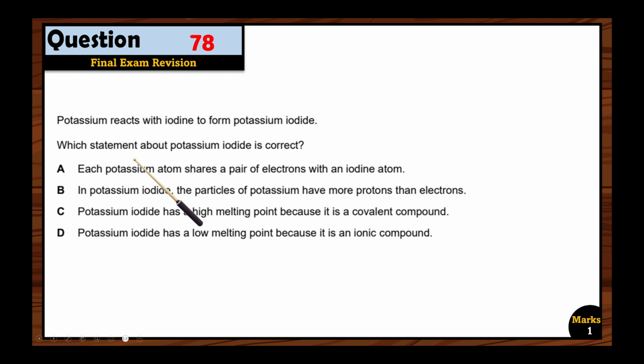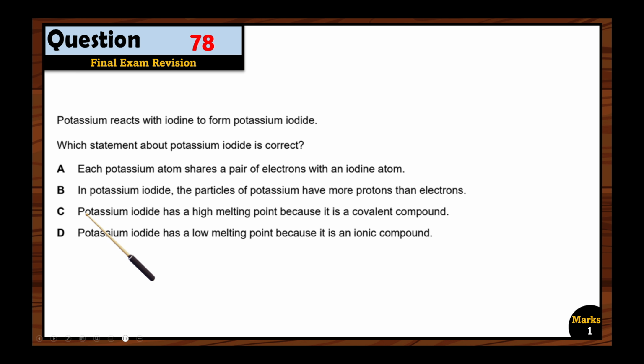Question 78. Potassium reacts with iodine to form potassium iodide. Which statement about potassium iodide is correct? Potassium, metal, iodine, non-metal. Again, it's an ionic compound. So each potassium atom shares a pair of electrons with an iodine atom. Wrong. Iodine belongs to group 7. Potassium belongs to group 1. So the potassium will lose one electron and iodine will gain one electron. The word share is wrong. It is only used for covalent compounds, right? They are not covalent, they are ionic.